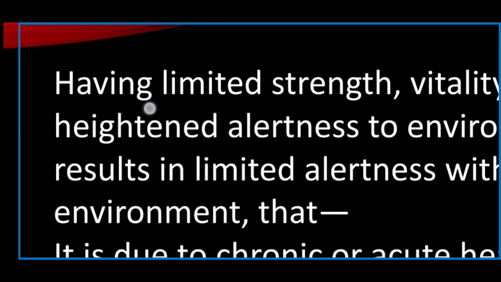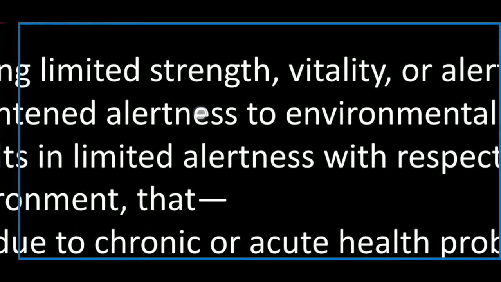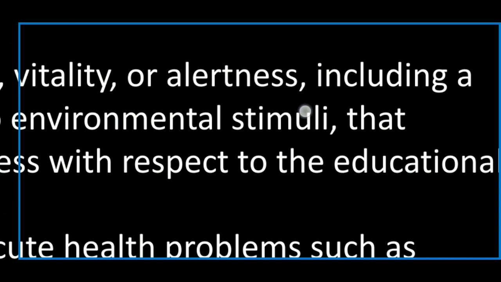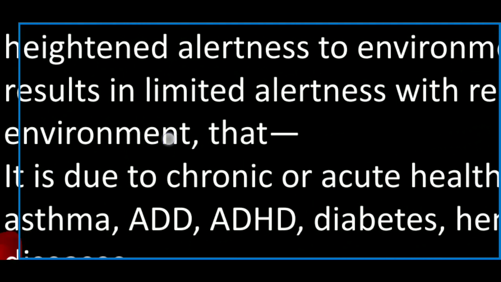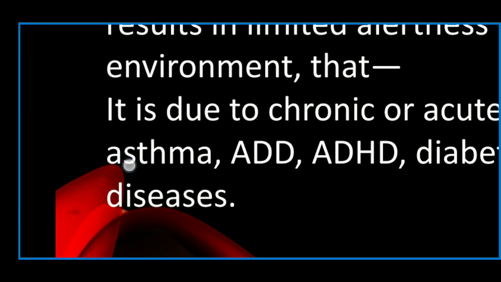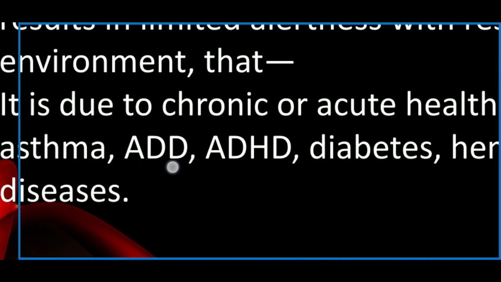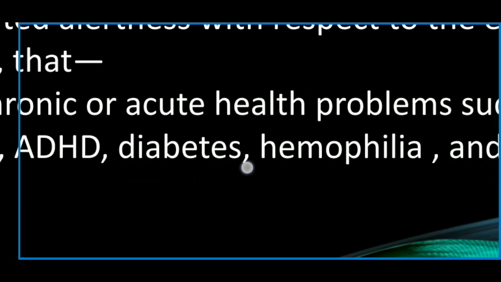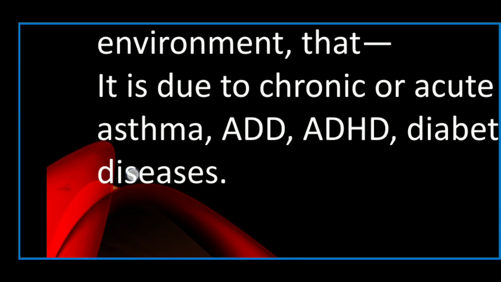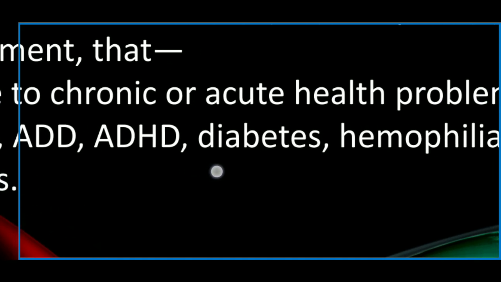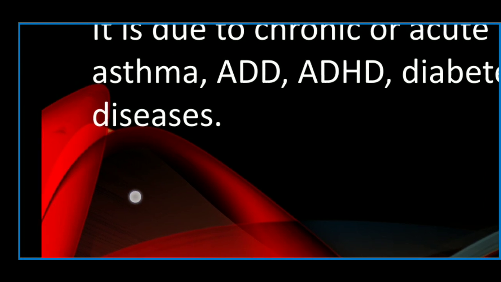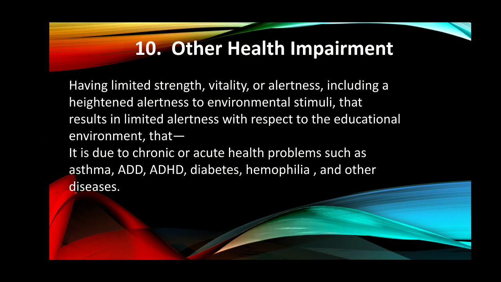Number 10 is other health impairments. Here, a person has limited strength, vitality, or alertness, including heightened alertness to environmental stimuli. These factors can be caused by different kinds of diseases or disorders, due to chronic and acute health problems such as asthma, ADD, attention deficit disorder, ADHD, attention deficit hyperactivity disorder, diabetes, hemophilia, and other diseases like thalassemia. These are health impairments that can make a person disabled. This was number 10.